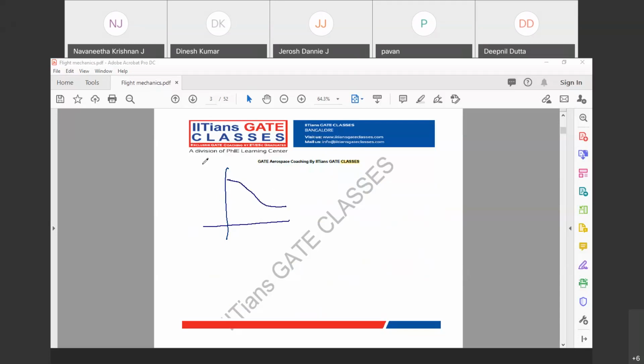So this is my thrust available versus velocity curve for a piston engine aircraft. So it goes like this. After a certain speed, it decreases. This is due to the sonic barrier, or sound barrier, we can say. That is due to tip compressibility effects. Beyond a certain speed, my thrust available keeps on decreasing because at the tip of the propeller, flow gets separated.